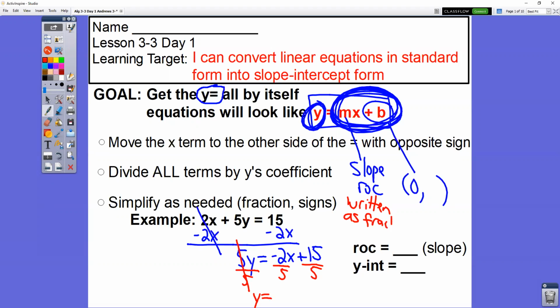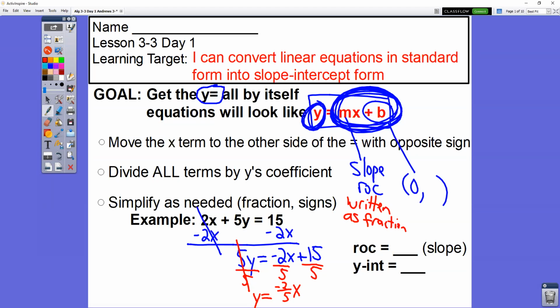Slope is always written as a fraction because when you go to graph lines, the top number in your slope is how many you're going up or down. The bottom number in the fraction in your slope is how many you're going over to the right when you go to graph it. So slope is written as a fraction. Do not change this to be a decimal. This is just going to stay -2/5 x.